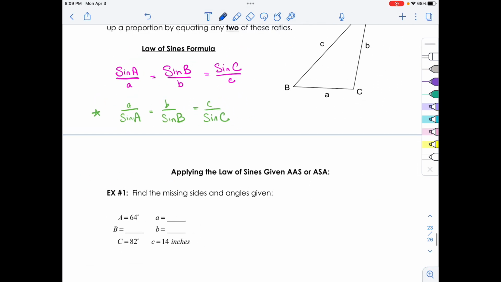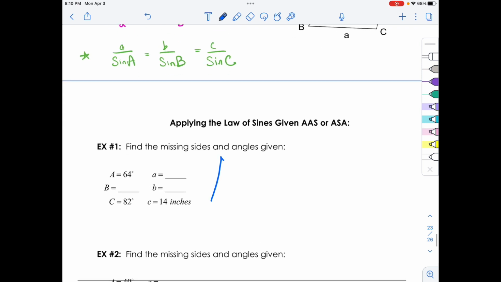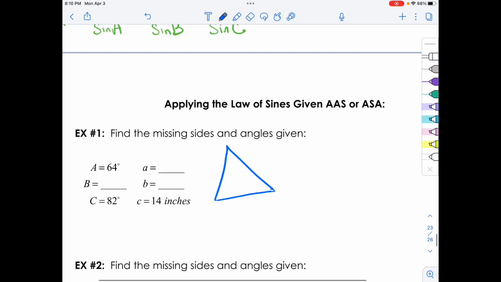So let's try this out, okay? So first example, we're going to find all the missing pieces on this triangle, and we're given that angle A is 64 degrees, angle B we don't know, and angle C is 82 degrees. So first thing I'm going to do is draw a picture. I am not super specific about this picture. It's almost equilateral. Doesn't matter. It doesn't have to be in proportion.